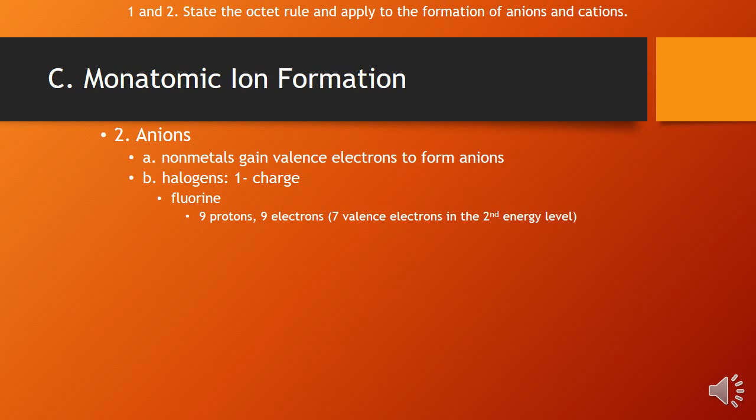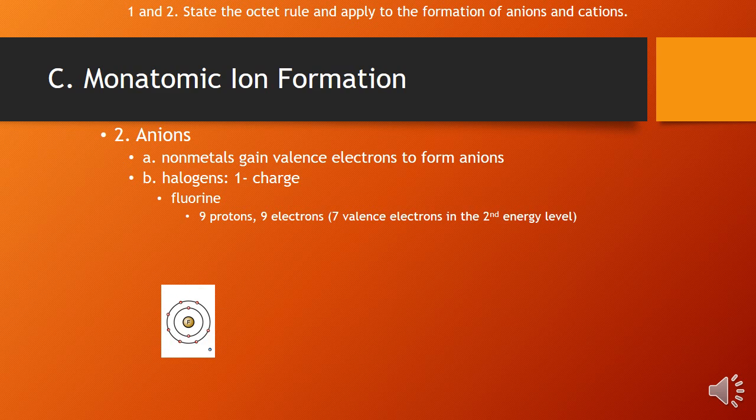Fluorine's atomic number 9, so it would have 9 protons and thus 9 electrons if it's neutral. Here's a diagram for a fluorine atom. Notice if we count up the electrons here, there's 2 electrons in the first energy level, and there are 7 in the second energy level. So the 7 valence electrons.